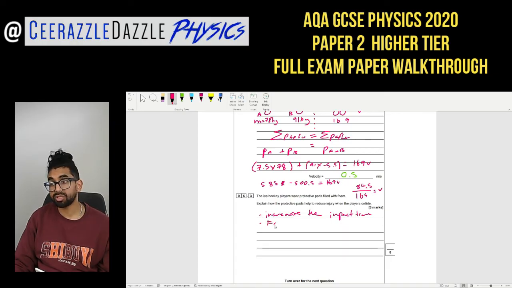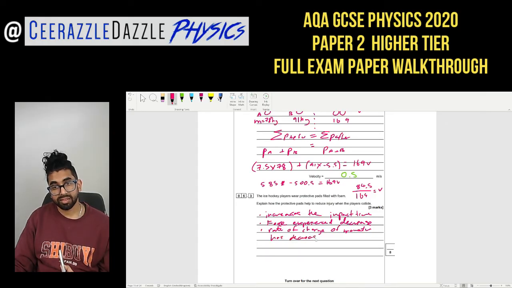So the force experienced decreases. And the reason why is because the rate of change of momentum has decreased. Yeah, so this question's all about, don't forget there's a whole bit, F is equal to m delta v over t. Yes, the rate of change of momentum and how it affects the force and the time here.